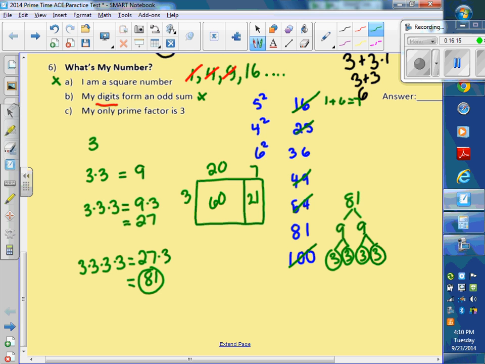But when you look at 36, you have 4 times 9, so it has 3 as some of the prime factors, but it also has prime factors of 2. And part C said the only prime factor is 3, so it can't be 36. It has to be 81. So the answer has to be 81.